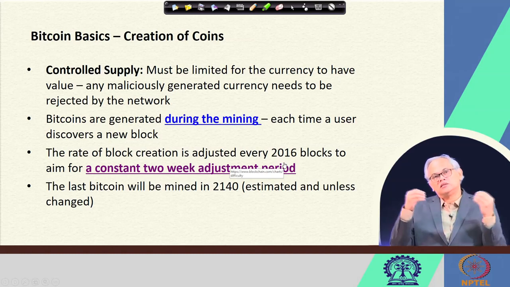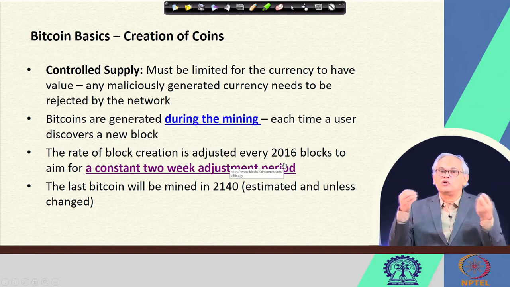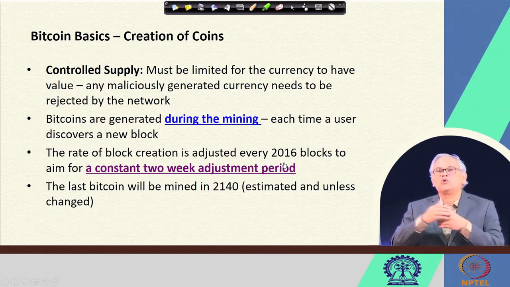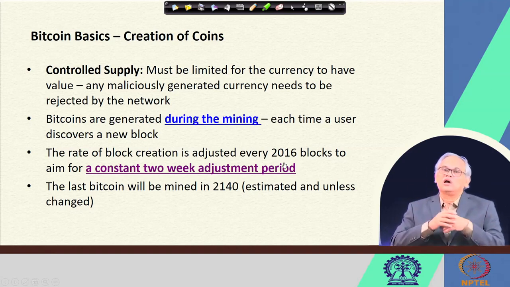And as these blocks are mined, what happens is that the amount of block reward is reduced over a period of time. Initially we saw that for block number 0, the block generation reward, or the block reward, was 50 bitcoins.